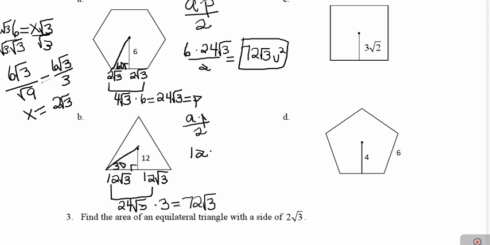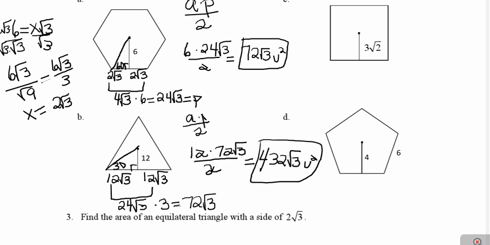So I'm going to multiply 12 times the perimeter, which is 72 square root 3, divide that by 2, and when I go to simplify, I get a final answer of 432 square root 3 units squared. That's my final answer for the area of that equilateral triangle.